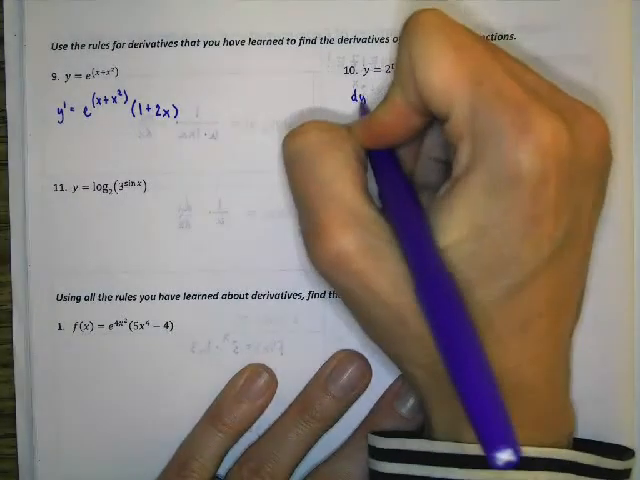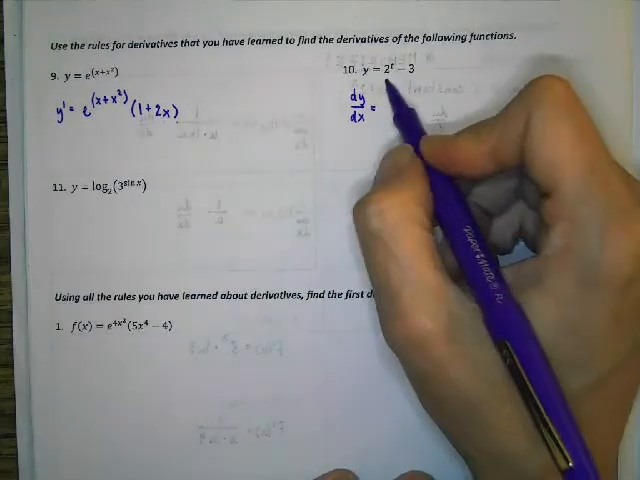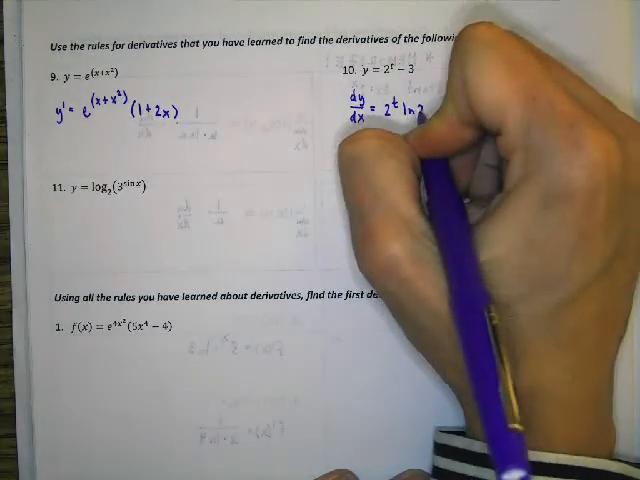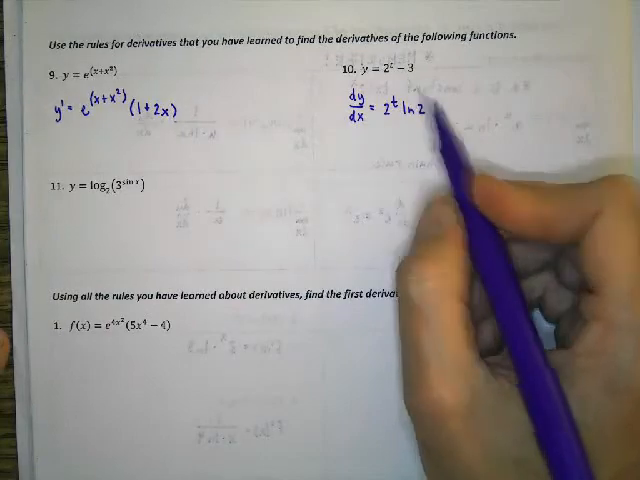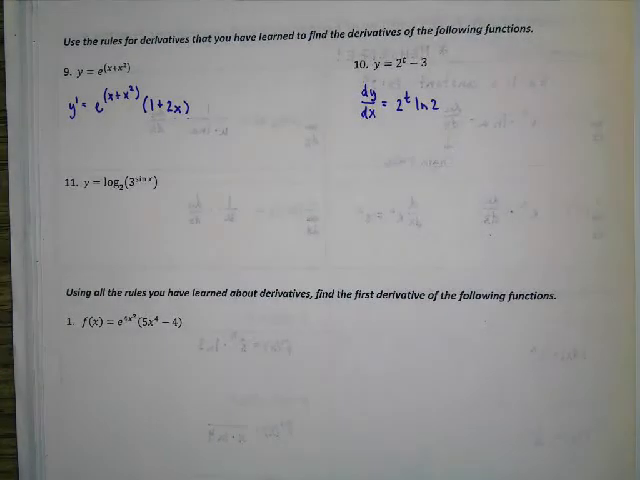Same thing with the next one. Here I have my exponential. So I know the derivative of 2 to the t is just 2 to the t times the natural log of 2. Derivative of negative 3 is 0, so we're done.